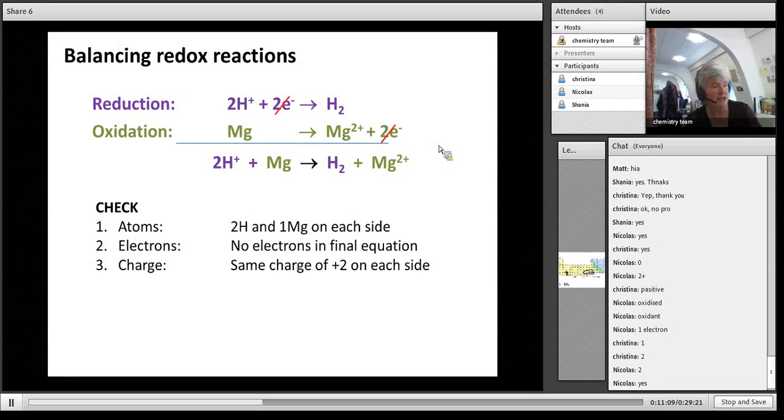So what I've just done is a check. Always do a final check, because it's so easy to make a mistake. So always check. I've got two hydrogens, one magnesium, two positives on this side, two positives on the right-hand side. So that should be perfectly correct now.